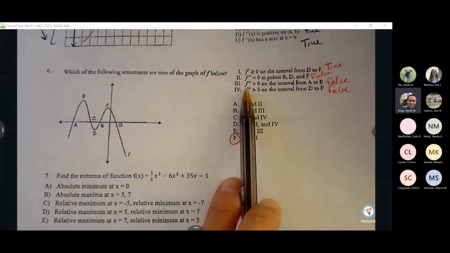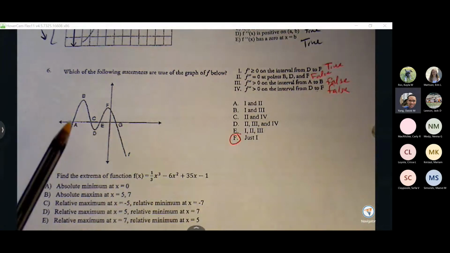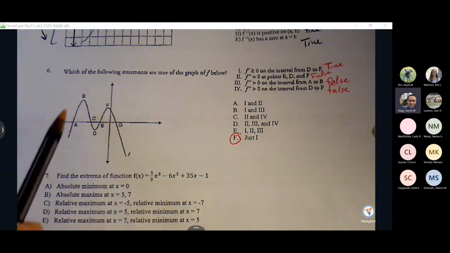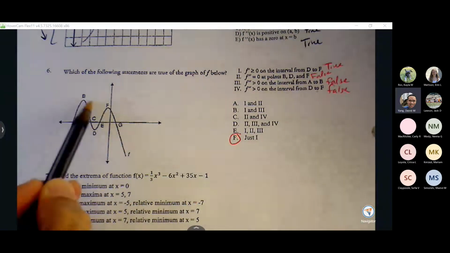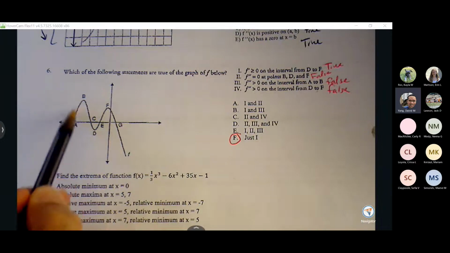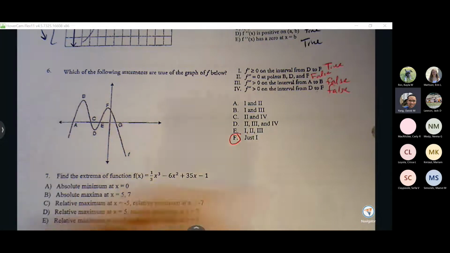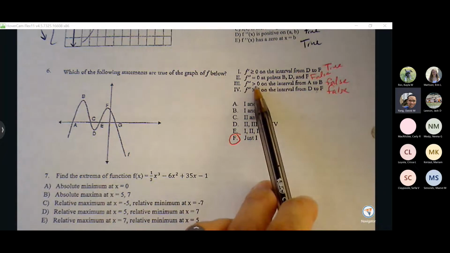F double prime is greater than 0 on the interval from A to B. Now this is not the derivative graph. It is the original graph. So the original graph is obviously part of a concave down graph, right? So it's not concave up, it's concave down.